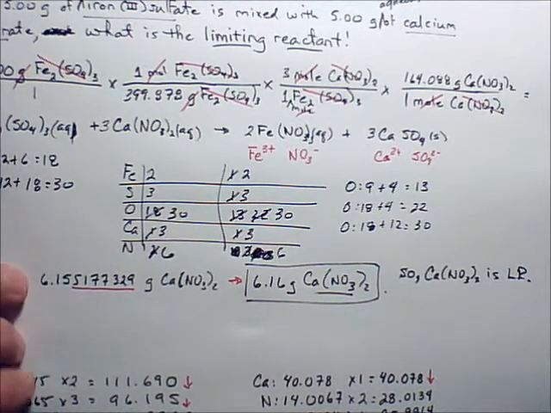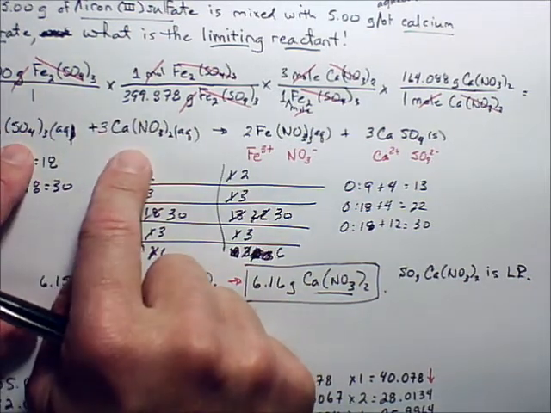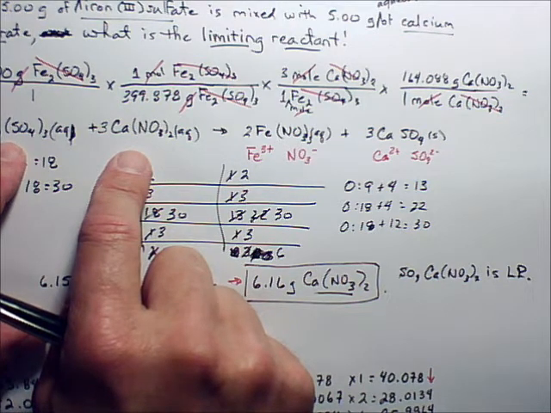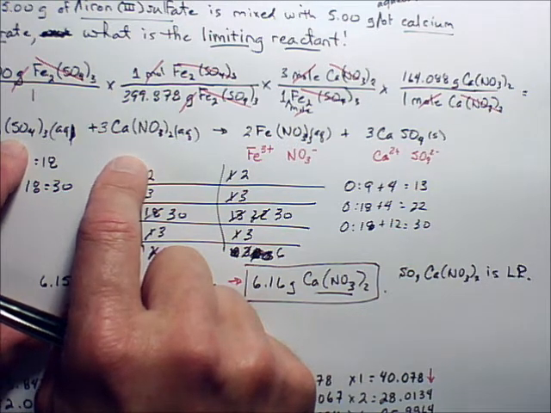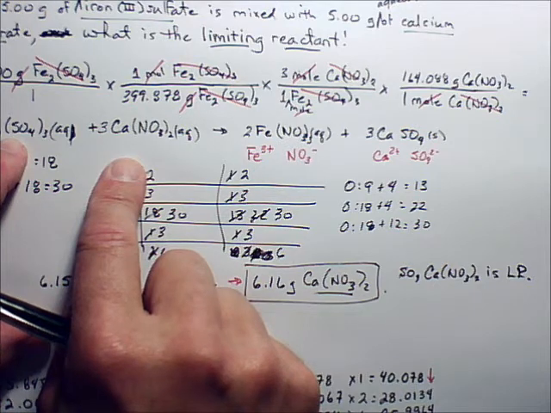Okay? All right. So as long as you have two reactants, you're going to have a limiting reactant and an excess reactant. The excess reactant is the one that's left over after the reaction runs its course. The excess reactant is the reactant that's left over after the reaction has run its course.